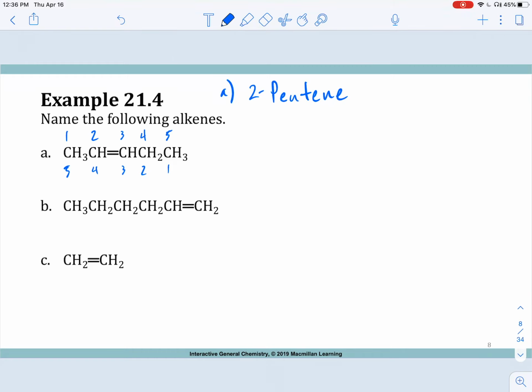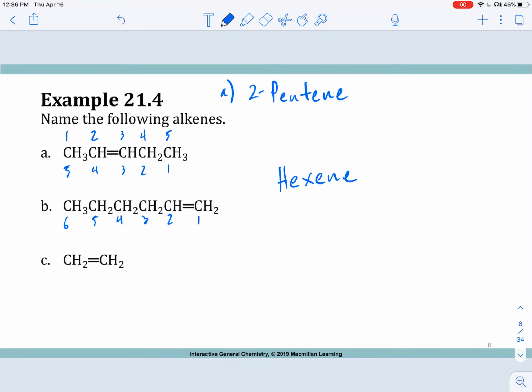All right, let's look at B then. B, same thing. We need to think about how long this chain is first. And I can number it from this side going this direction or this direction. Since I see a double bond here, I want to minimize where it is on the numbering scale. So I need to start here with a 1. So this is going to be 1, 2, 3, 4, 5, 6. So this is a hexene. Hex for 6.